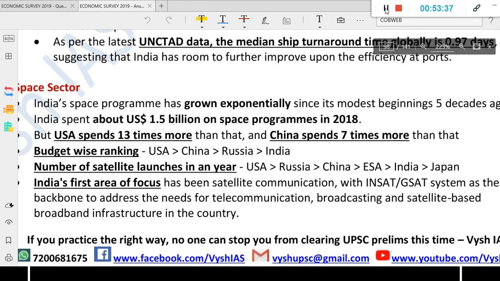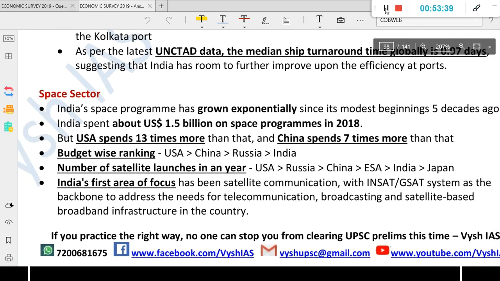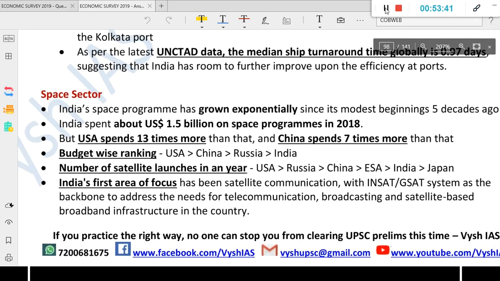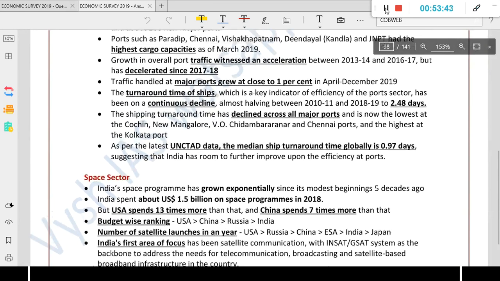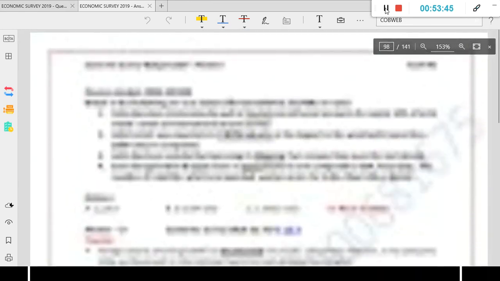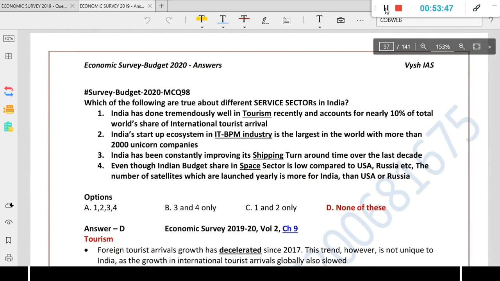So these are the things UPSC does. They will make you believe that the statement is true. I have designed it exactly the way it can come in prelims. If they have to ask something more, it will be a very difficult question. This is the maximum difficulty level for these kinds of questions. I'm talking about Economic Survey related questions.